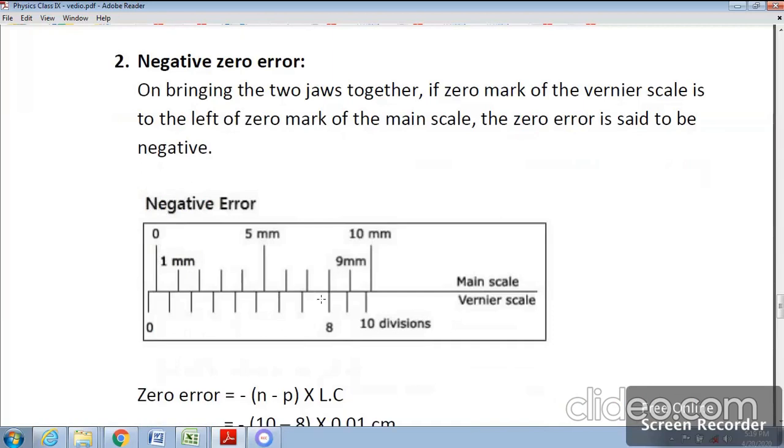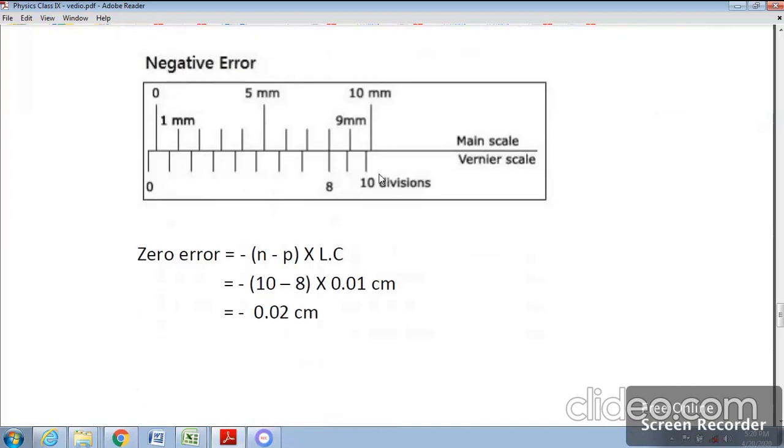Going to the next error, that is negative error. When the zero mark of the vernier scale is towards the left of the zero mark of the main scale, as you can see in the diagram, then this type of error is called negative error. For negative error, the formula is minus, in brackets, N minus P, into least count, where N is the number of divisions of the vernier scale. As you know, the vernier scale has 10 divisions, so instead of N, we will write 10.